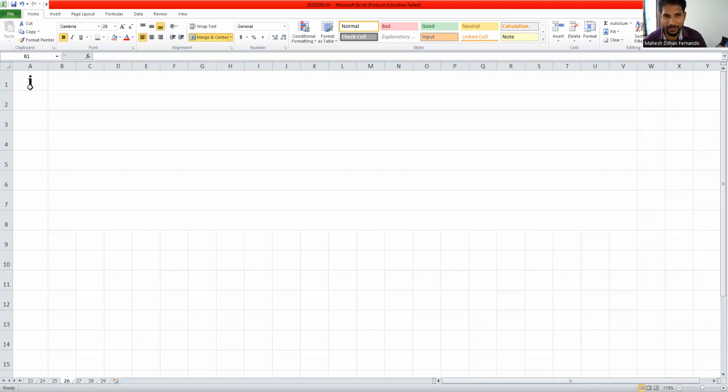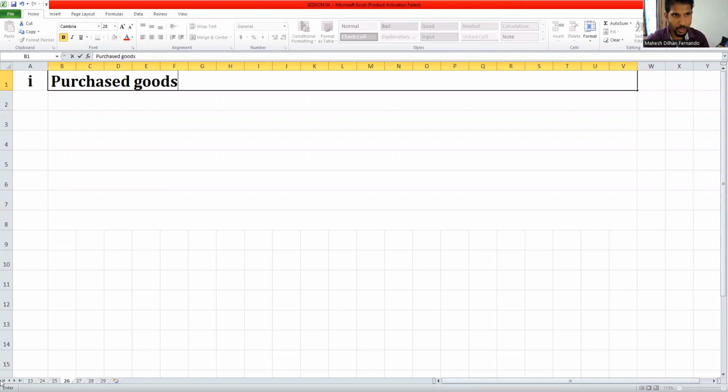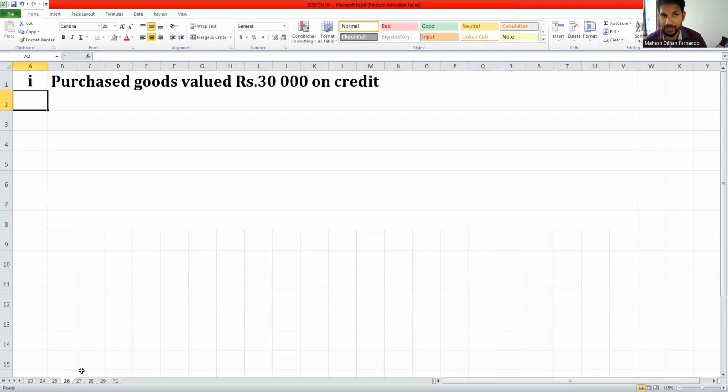First one is given as an example. What is the first transaction? Inventory plus 30, creditors plus 30. The transaction is described like this: purchased goods value rupees 30,000. Don't fail to mention on credit, otherwise your answer is incorrect. Why? Because sometimes there may be a cash purchase also. You have to say it's a credit purchase.